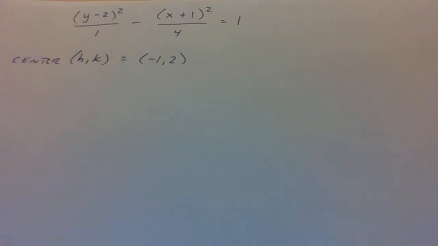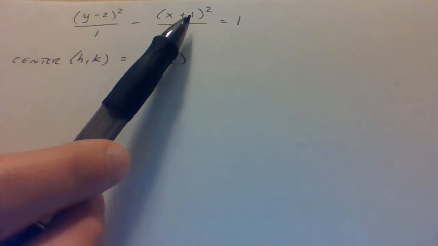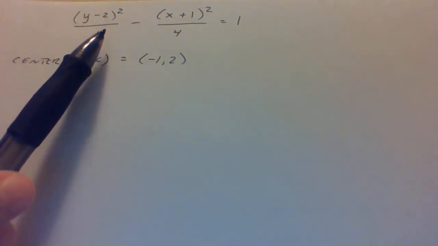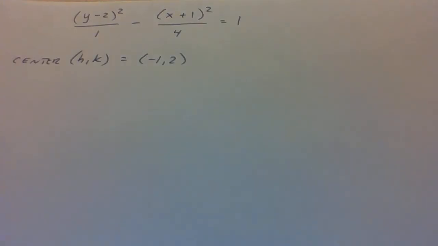Now that we have our equation, let's go ahead and pull off our center. Remember that you're taking your h value from the x coordinates. So my h value here is going to be negative 1, and my k value will be 2. So my center is going to be at the point negative 1, 2.